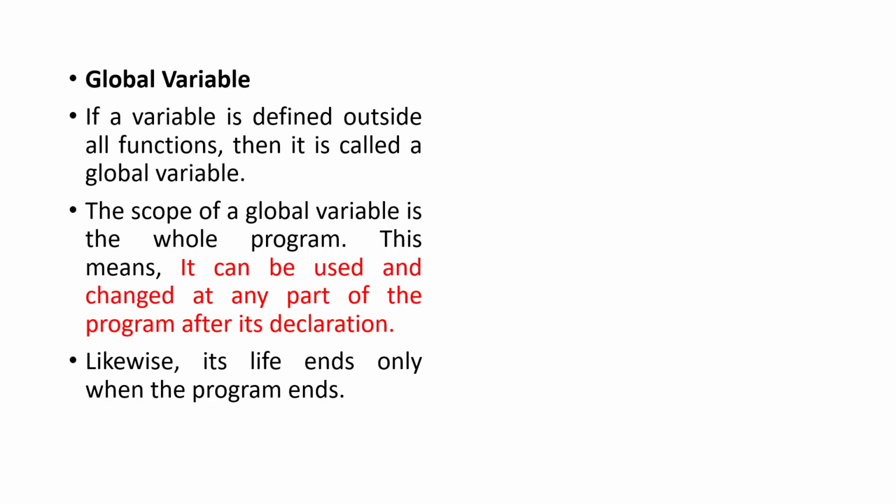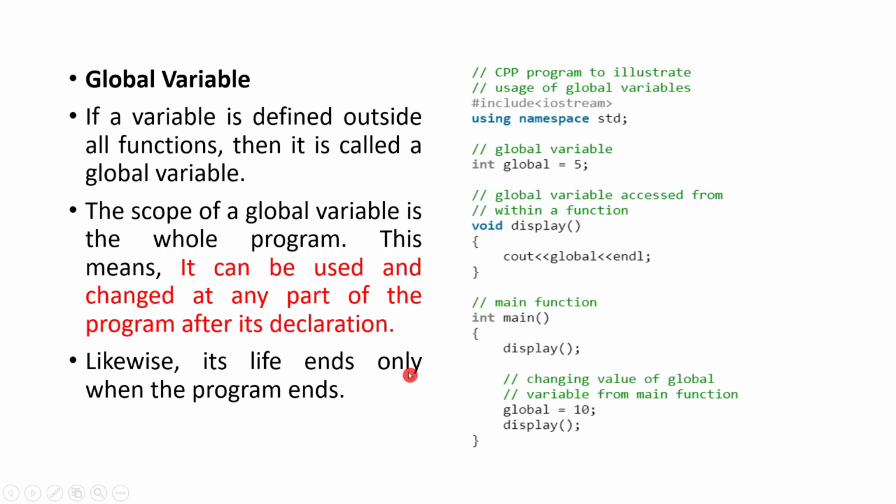So suppose x is defined as a global variable, it means it is accessible to all the functions inside the program. So any editing done in any function will change the value of the corresponding variable. Likewise, its life ends only when the program ends. We'll see a small program.